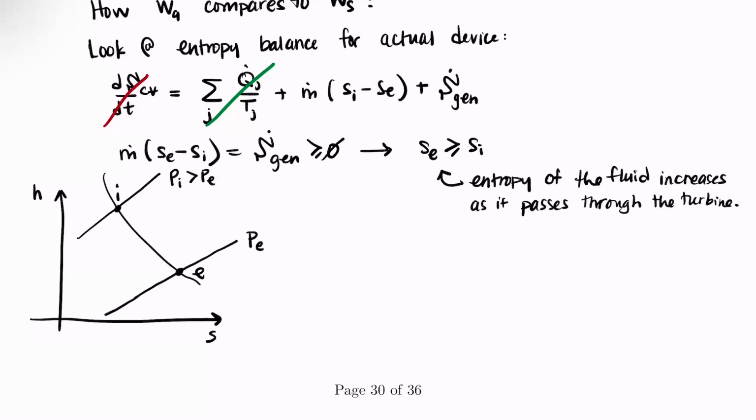If we want to draw our isentropic exit state, remember that our exit pressure stays the same, so we need to stay on that isobar, but we're going to do it in an isentropic way, so we need to go straight down and not change the entropy value. So this is Es. Okay, so this path here is our actual process. And then this path here is our ideal process.